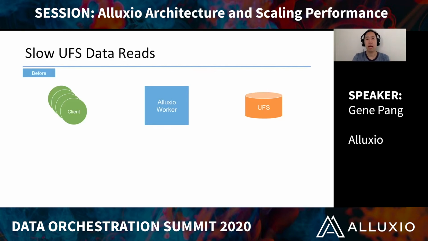Next, I'll talk about an issue with slow data reads from the UFS. This is more often seen when there's a lot of parallelism and a lot of concurrent users. When a client wants to read data from UFS, it asks the worker to read from a file, and then the worker reads from UFS. But that could be slow depending on how many users are doing the same thing.